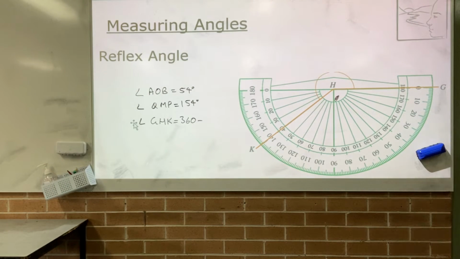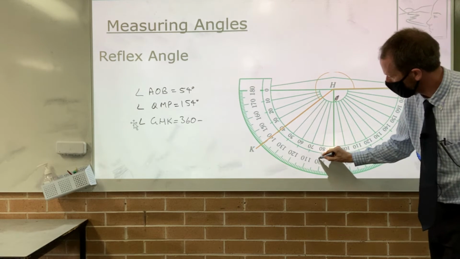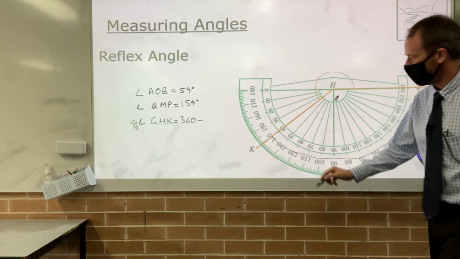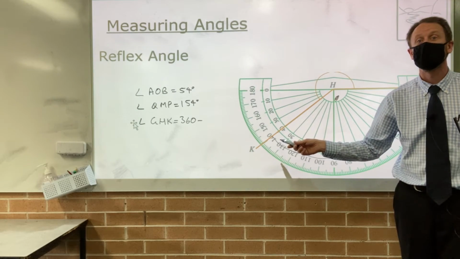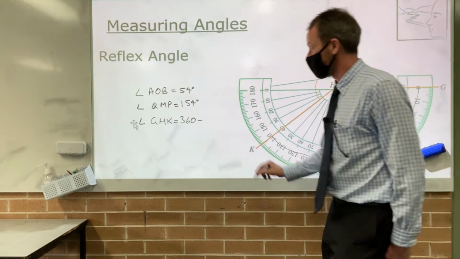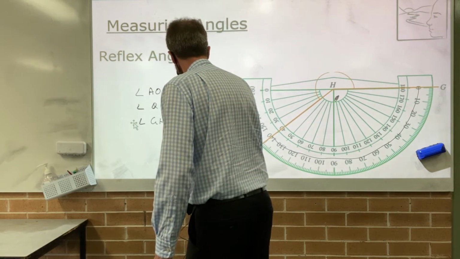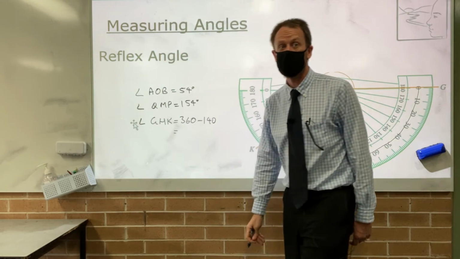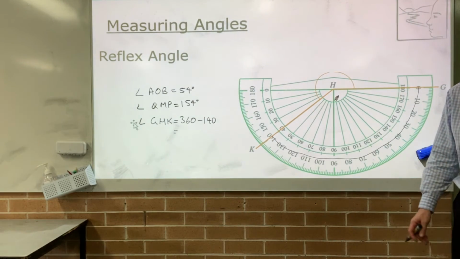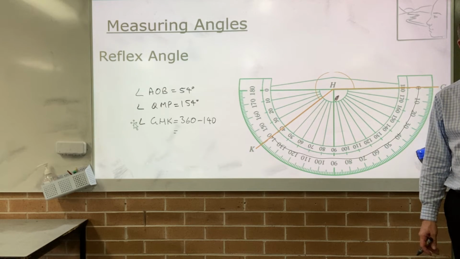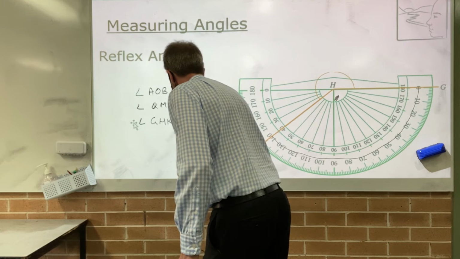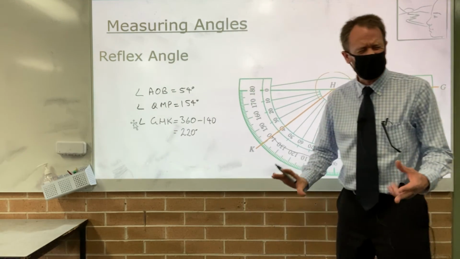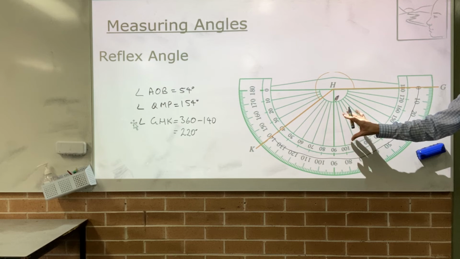Now again, I look at where the 0 is and I follow the 0 round and I get to, who can tell me what that number's landing on? Come on, we should be able to see that. Yep, 140. So it's 360 minus 140. What's 360 minus 140? Yep. Absolutely, 220 degrees.